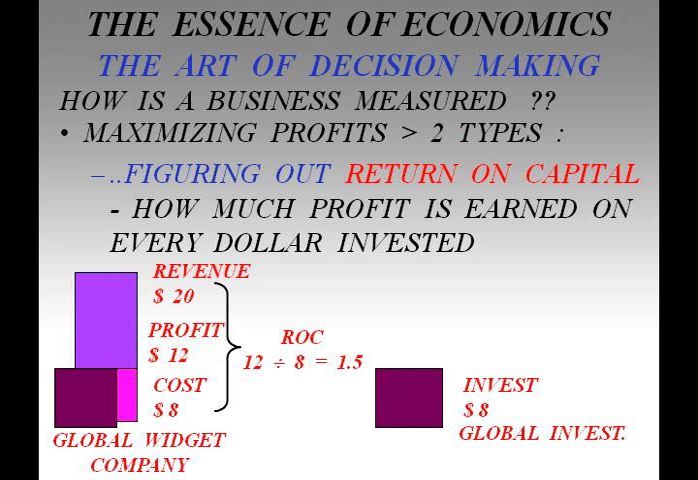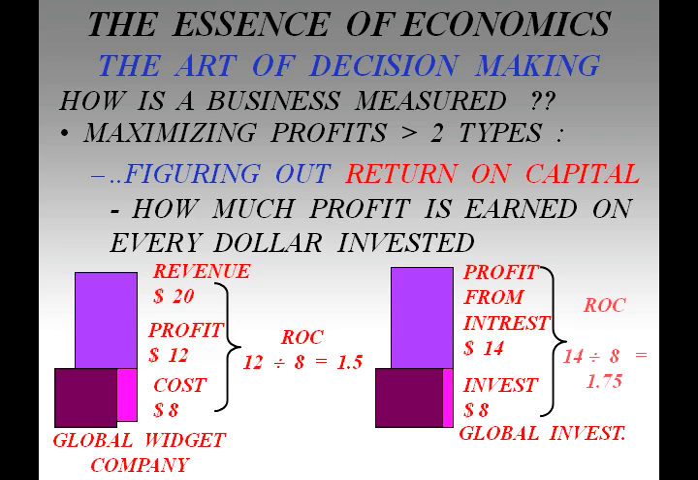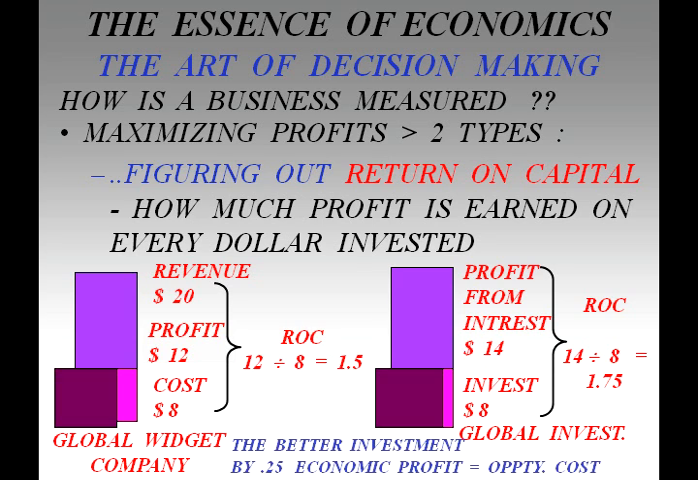And let's say for illustration, this investment was able to generate $14 profit from interest paid on the investment. The return on capital here from this alternative use of the $8 would be 75 cents on every dollar invested. Now in the simple illustration, it's pretty clear to see that the global investment alternative was the better investment by 25 cents economic profit or 25 cents opportunity cost.